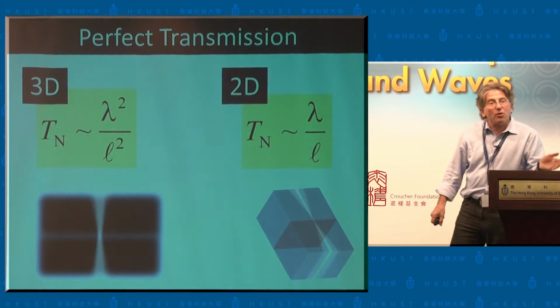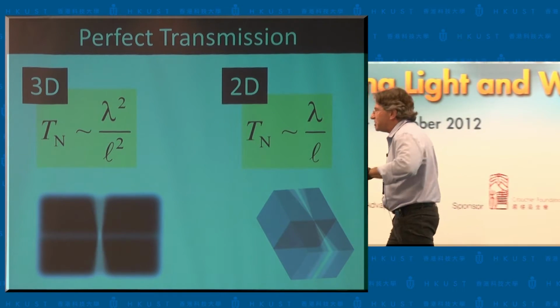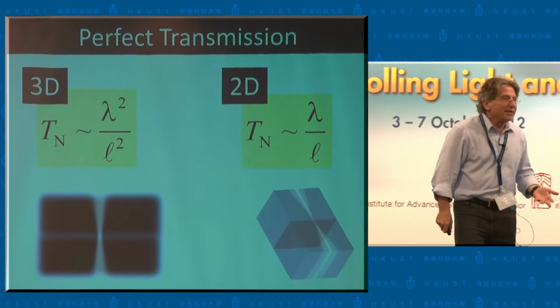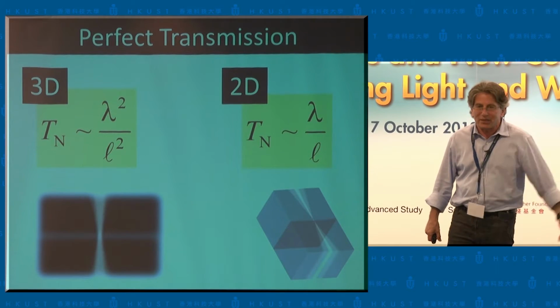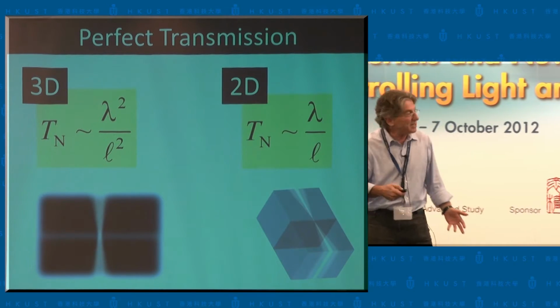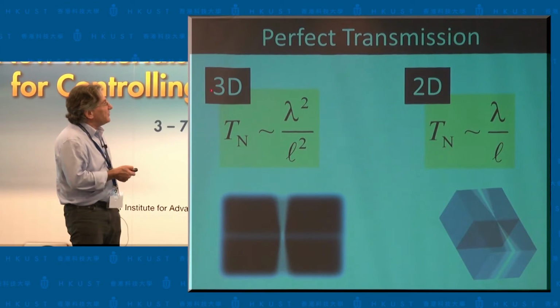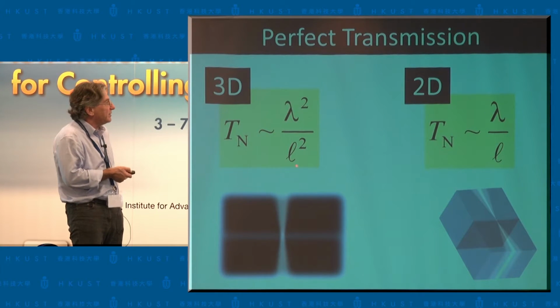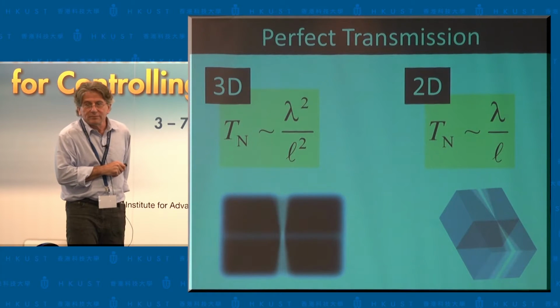So let me move on now from 3 dimensions to 2 dimensions. It just happens that the 2-dimensional case can be solved analytically. The 3-dimensional case cannot, as happens many times. So let me just mention that in 3 dimensions, perfect transmission means that this normalized transmission is lambda over L squared. In 2 dimensions, it's lambda over L. Okay?